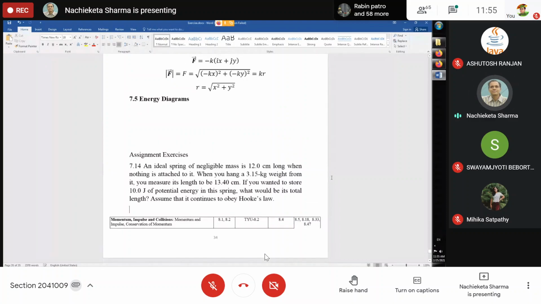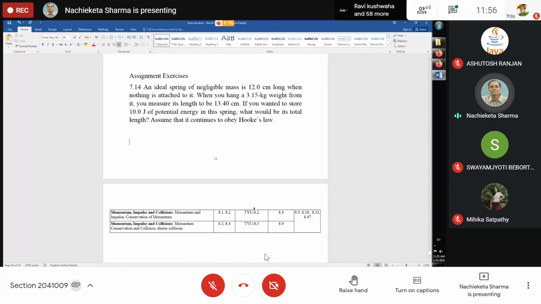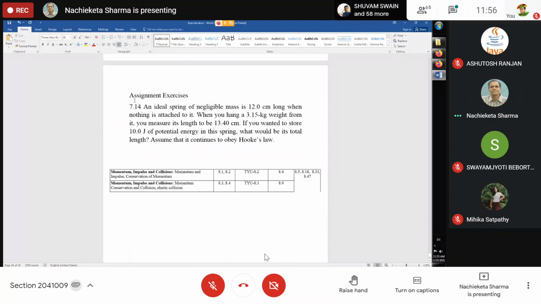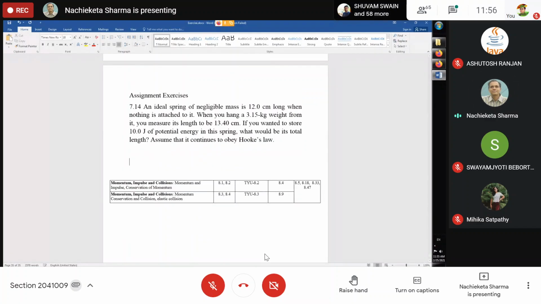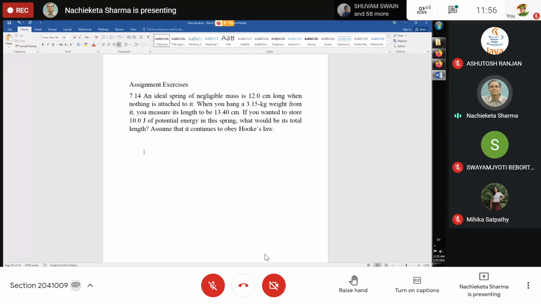Okay, and let me write another exercise. You can take a screenshot also. Just wait, I will bring it to one page, so that will be better. Okay, now you will be able to see the assignment exercises. This is 7.14. Then I will write 7.27. We have got some 5 minutes, so let us see how far I am able to write it.